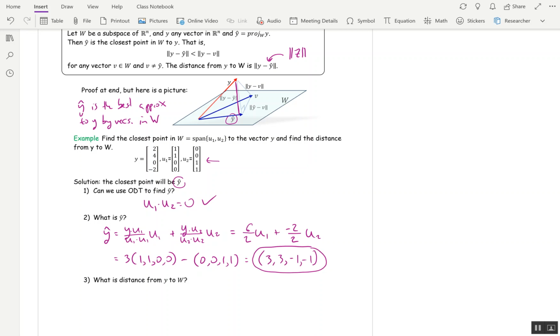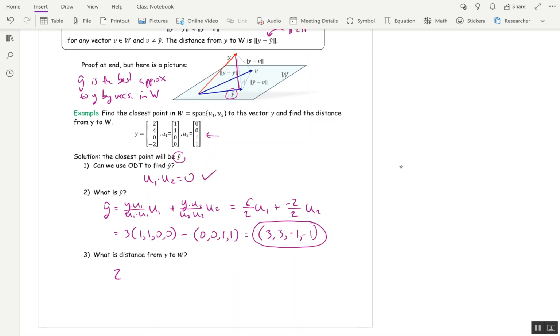And then the distance from y to W is the length of z. So first of all, let's find z. z is y minus y hat, which is 2, 4, 0, negative 2, take away 3, 3, negative 1, negative 1. And that's negative 1, 1, 1, negative 1. So the length of z is the square root of, square all those, the square root of 4, which is 2.